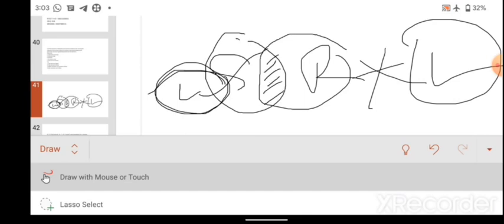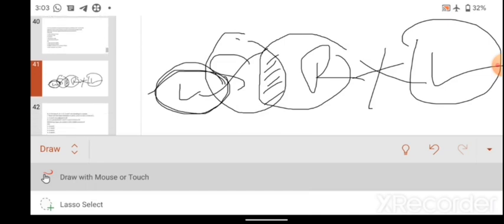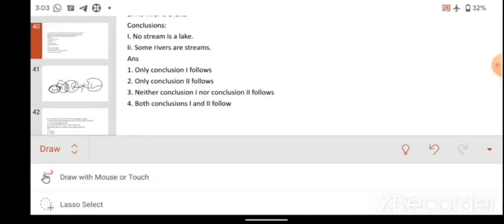Some rivers are streams. If some streams are rivers, then some rivers must be streams. So only option 2 is correct. Only conclusion 2 is correct.